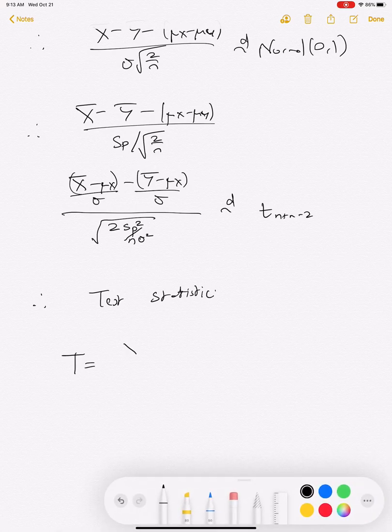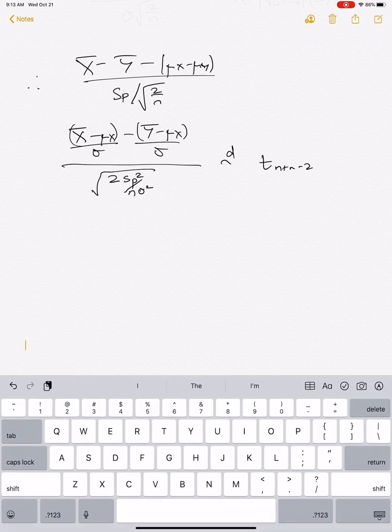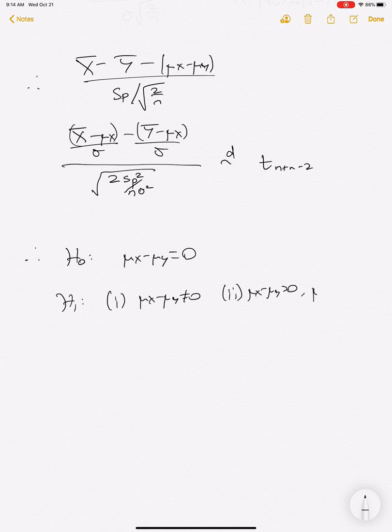So let me just put it into a testing framework again. So what we have then is our h naught is mu x minus mu y equals 0, and then we have our 3 different alternatives: mu x minus mu y not equal to 0, mu x minus mu y greater than 0, and then mu x minus mu y less than 0.